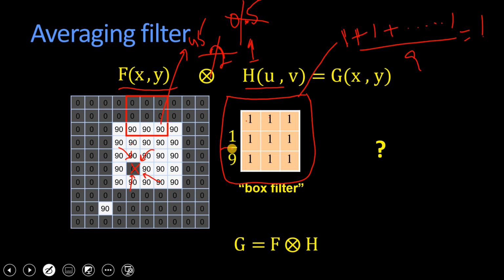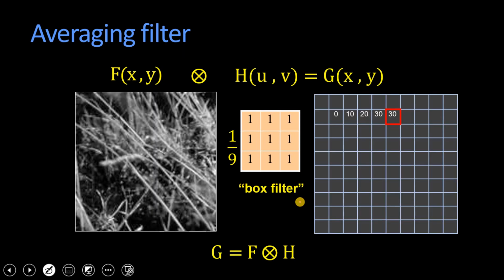Because all the values in the filter are the same, we call it a uniform filter, or we also call it a box filter. Clear? It is also called a box filter. So here is an example. Now this is the example on a real image, how it works on a real image.